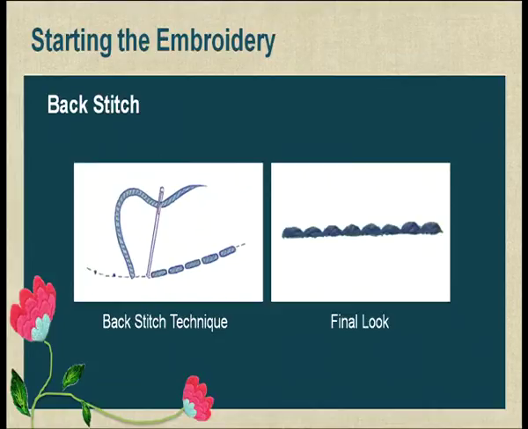Sometimes while working on the embroidery, you may notice that the thread twists and knots are formed. So in that case, you have to turn the needle in the opposite direction till the thread is smooth. In case the thread does not run smoothly, it will be better to use a fresh length of the thread. This is how the back stitch looks like.